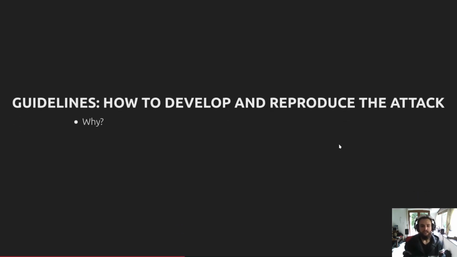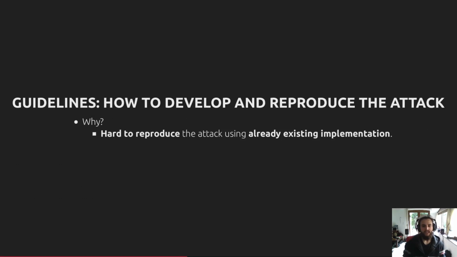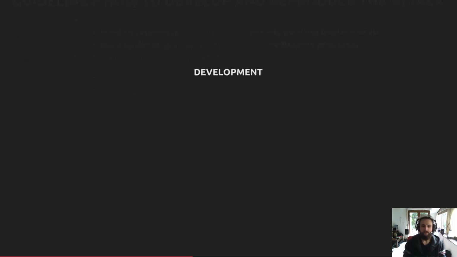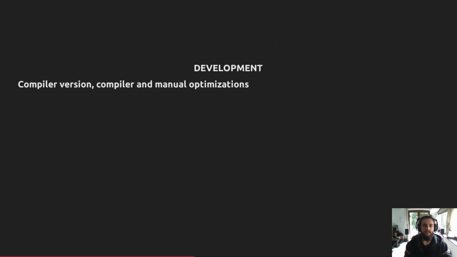Because the attack was complex to reproduce with already existing implementations and complex to develop on a vulnerable processor, we wrote some guidelines to help with this. There are way more details in the paper. To develop the attack, an attacker has to take care of the compiler, version, and optimization. Also, there are a lot of different methods to measure the time taken for the covert channel. This is an important point.